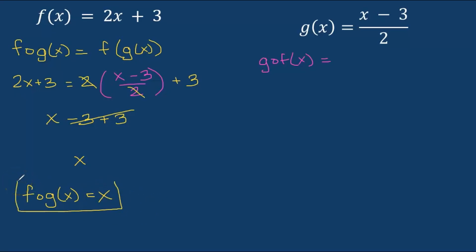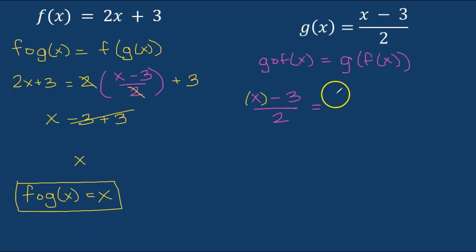Let's go ahead and verify that the other one is exactly the same. Remember that this means that f of x is nested inside of g of x. So we're going to copy down g of x first, and everywhere that you see an x, you're going to plug in f of x. F of x in this case is 2x plus 3, so I'm going to put it right here. The rest of the function stays the same.